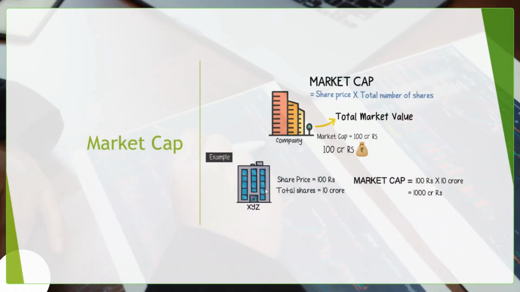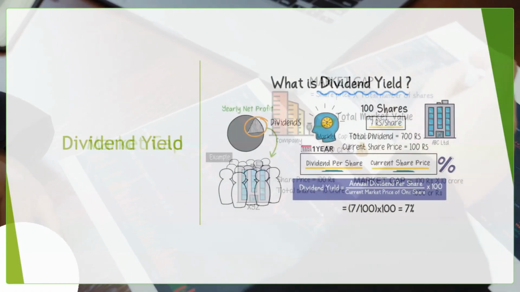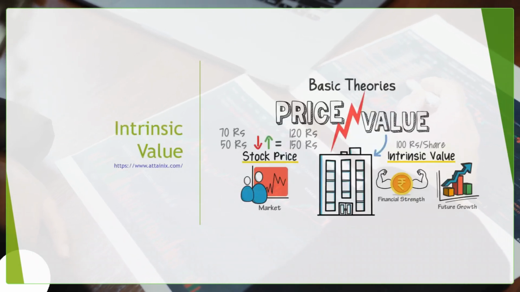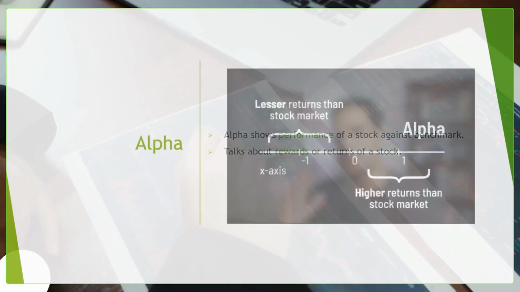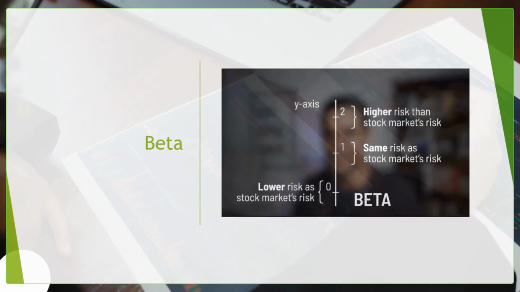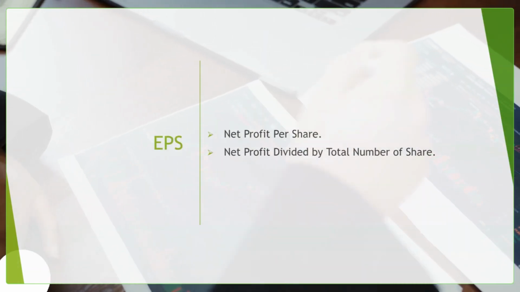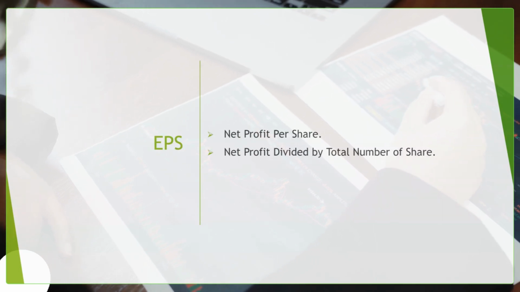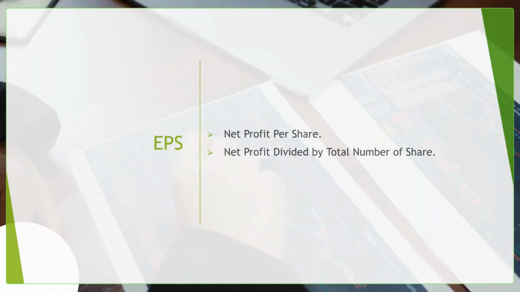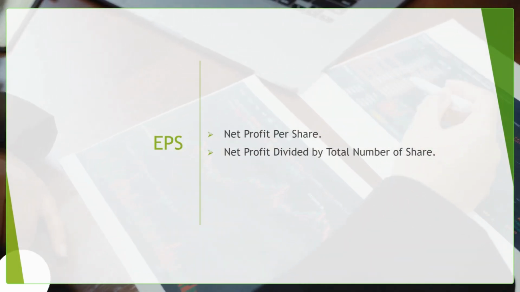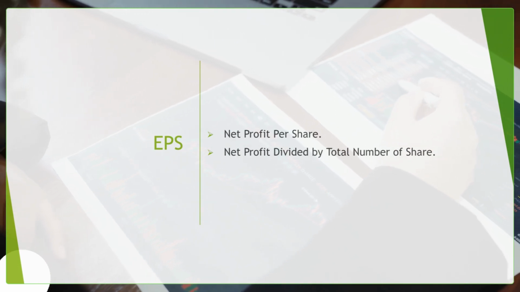So market cap we saw, dividend yield we saw, then intrinsic value we saw. Alpha and beta I will explain later. EPS we saw, and EPS is one of the important factors, and it will be used in other places as well.